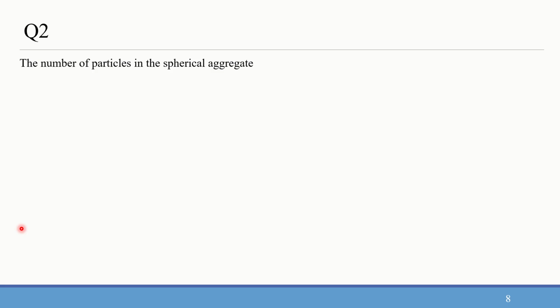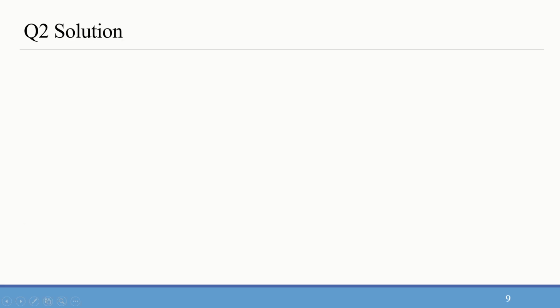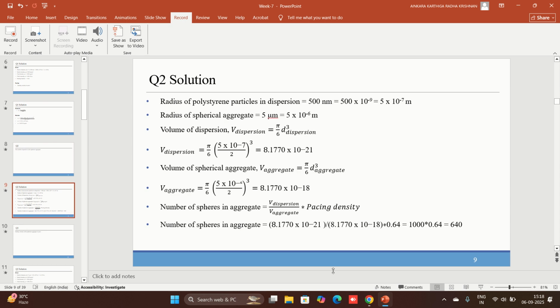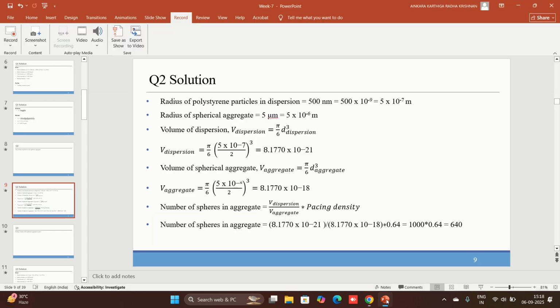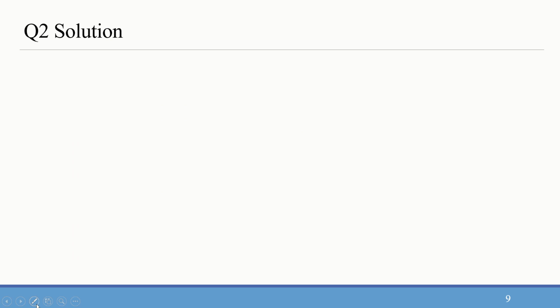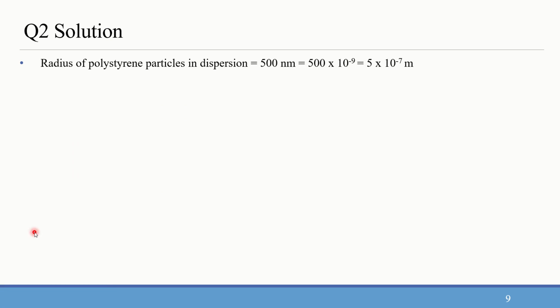Okay, we'll see the answer now. So first, what is given? Radius of the individual particle is given, that is 500 nanometer, or 500 into 10 power minus 9, which is 5 into 10 power minus 7 meters. And radius of the spherical aggregate is 5 micrometers, which is 5 into 10 power minus 6 meters.